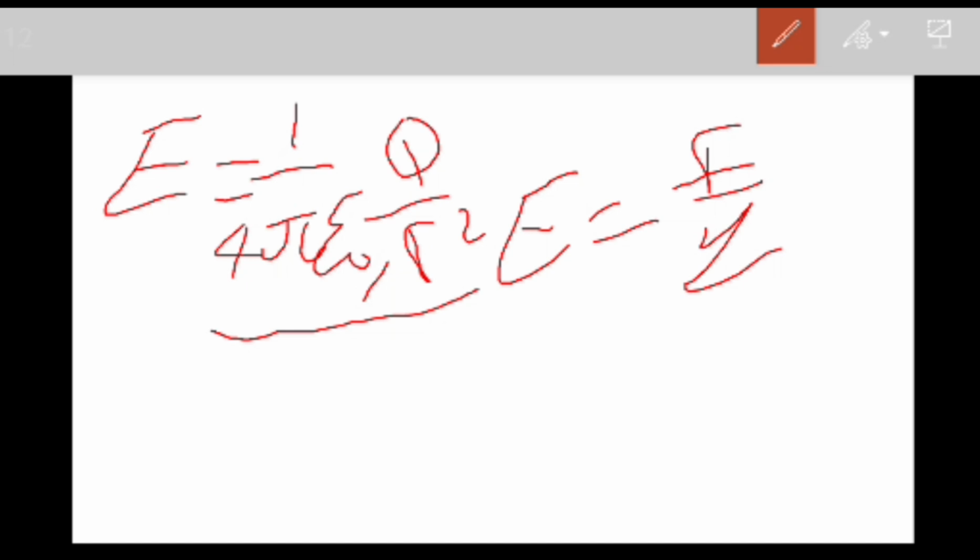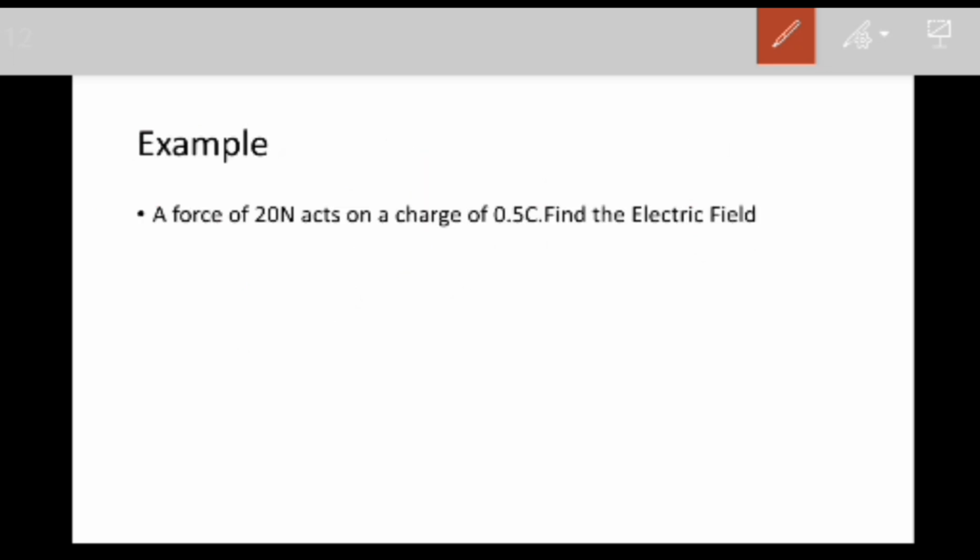Now let's go ahead and try to do one example. First example that we have is a force of 20 newtons acts on a charge of 0.5 coulomb. Find the electric field. So this is simple. We have been given the electric force and the charge. How do we find the electric field? So we just say the electric field is equal to force over Q.